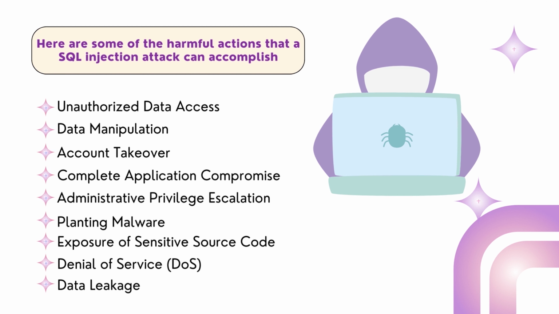Then there is denial of service. DoS attackers can perform SQL injection attacks to overload the database server, leading to denial of service for legitimate users and causing service interruptions. And the last one is data leakage. So the sensitive data might be leaked either by displaying unintended information in the application's response or even by taking advantage of error messages to reveal details about the database schema or query structure.